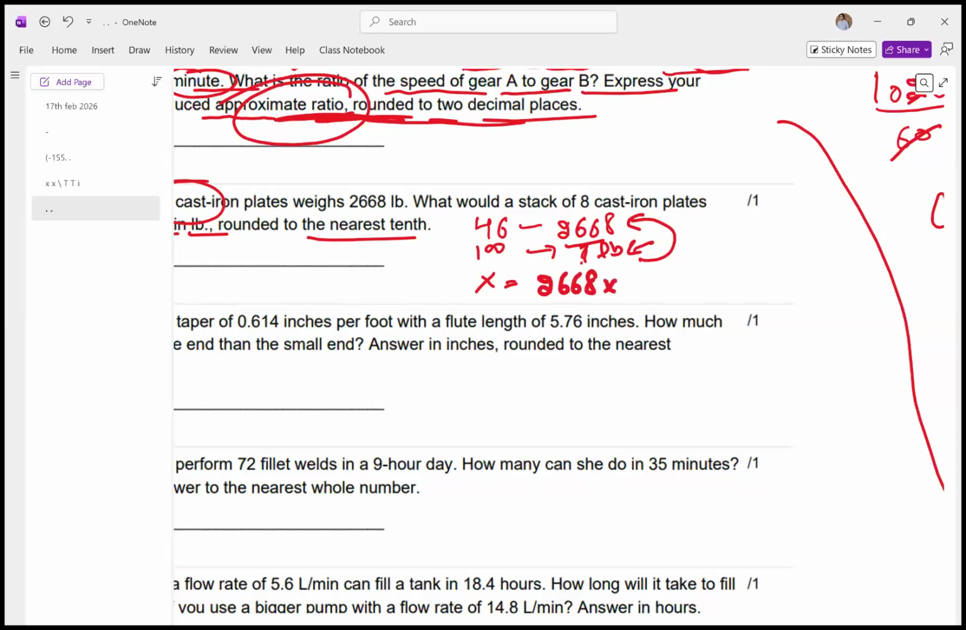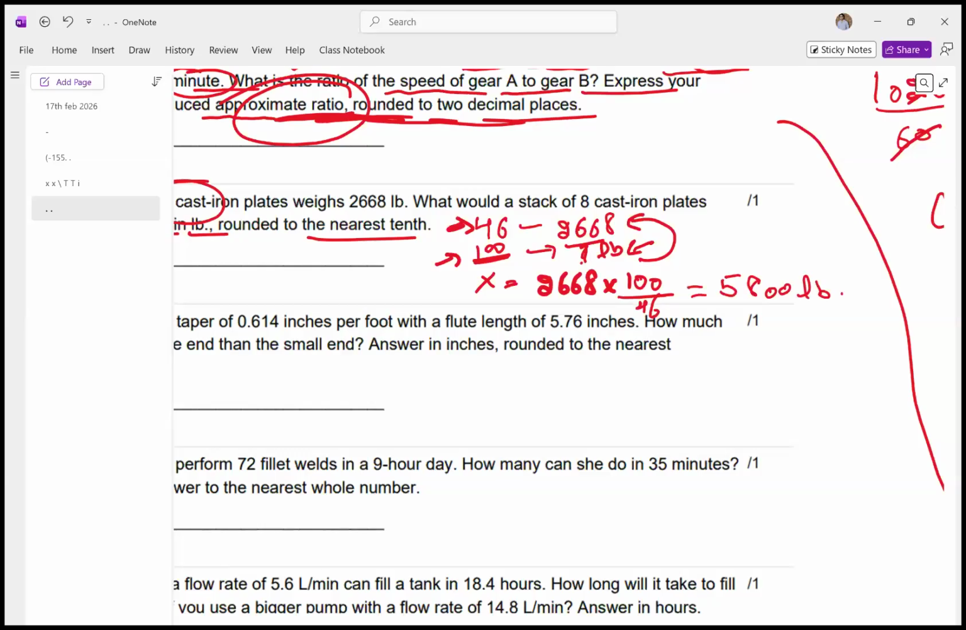Now I will ask myself, has the number of plates increased? So the weight should increase, so the final output should increase. So which number will be on top, 100 or 46? 100 is the bigger number, so 100 will be on top, 46 will be on the bottom. If I do the math on my calculator, 2668 multiplied by 100 divided by 46 is 5800 pounds.